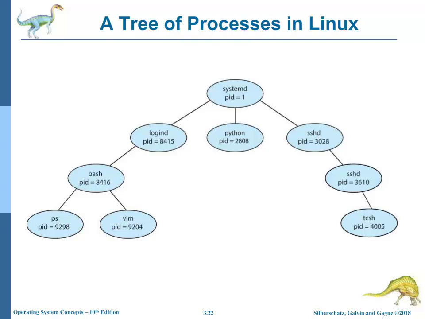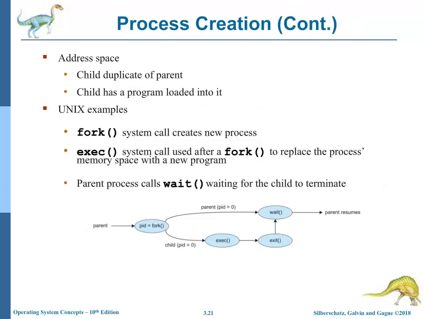In this example, a client has logged on and is using the bash shell, which has been assigned PID 8416. Using the bash command line interface, the user has created the ps process as well as the vim editor. Systemd also created sshd. The sshd process is responsible for managing clients that connect to the system by using SSH, which is short for Secure Shell.